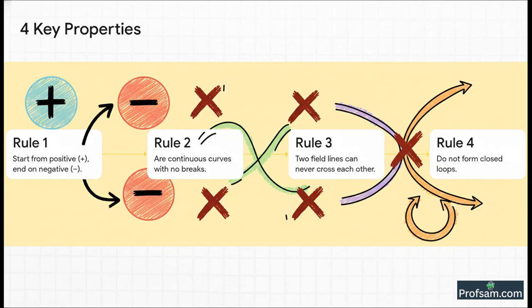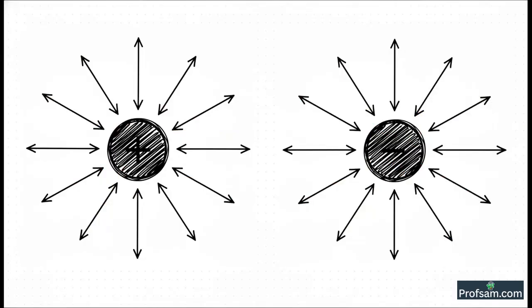And finally, rule 4. These electrostatic field lines do not form closed loops. Now let's see what all this looks like in pictures. So take a look at these examples. For a single positive charge on the left, you can see the lines start on the charge and radiate outwards, heading off towards infinity. And for the single negative charge on the right, the lines seem to come from infinity and they terminate or end right on the charge. See? This is a perfect illustration of our first rule.